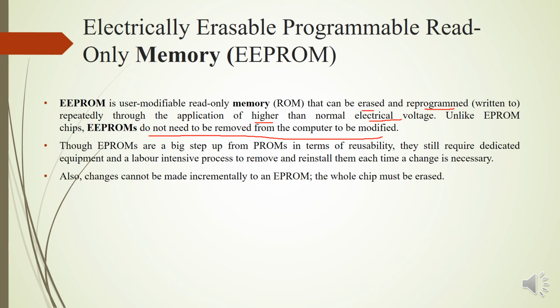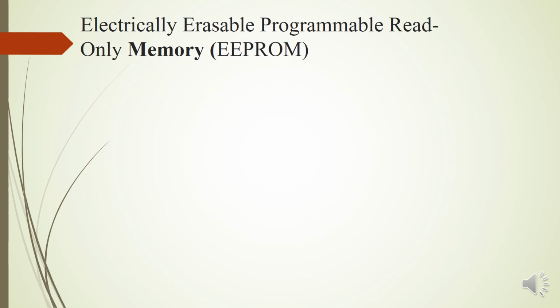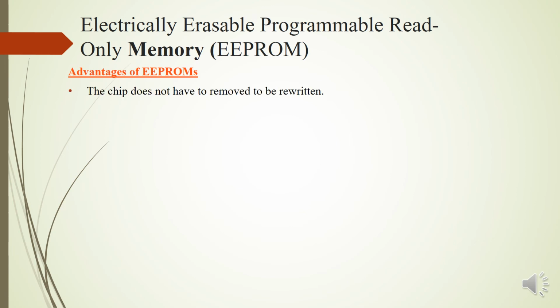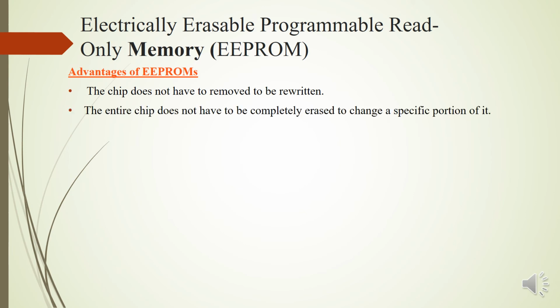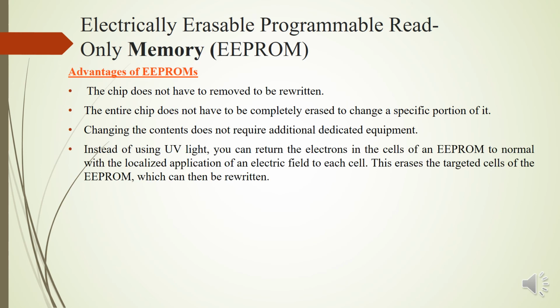Also, changes cannot be made incrementally to an EPROM, but the whole chip will be erased. Whereas in an EEPROM, there is an advantage that only part of the memory can be erased. The chip does not have to be removed for the reprogramming operation. The entire chip does not have to be completely erased to change a specific portion of it. Changing the contents does not require additional dedicated equipment.